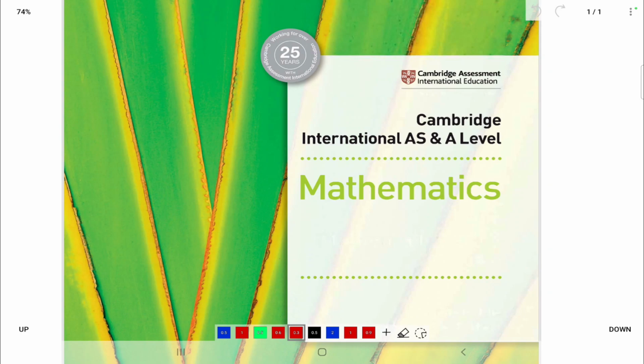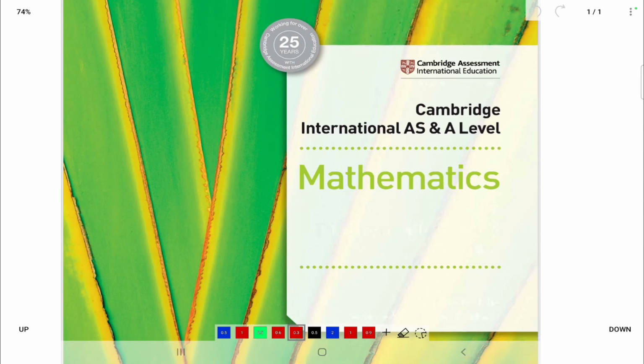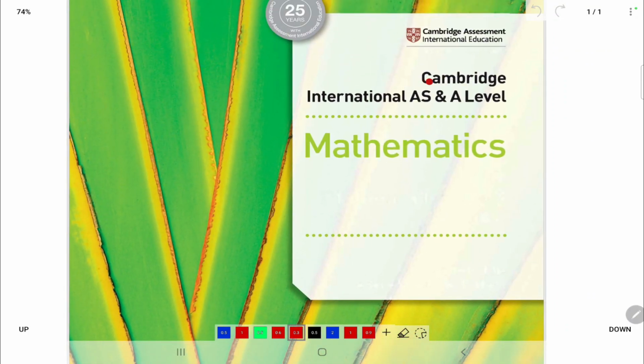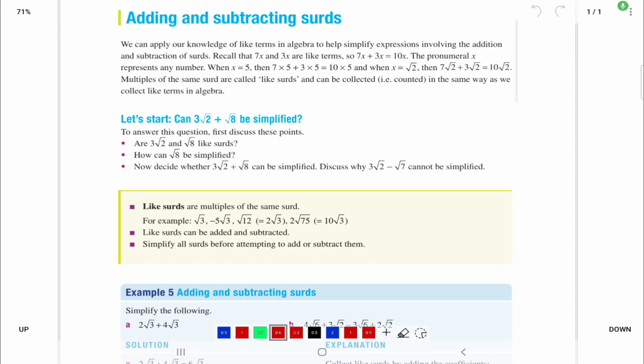Okay, Cambridge International AS and A level mathematics. This course will be Cambridge International AS and A level mathematics.